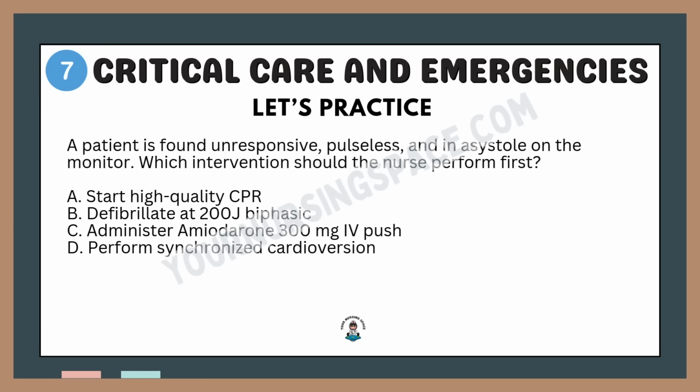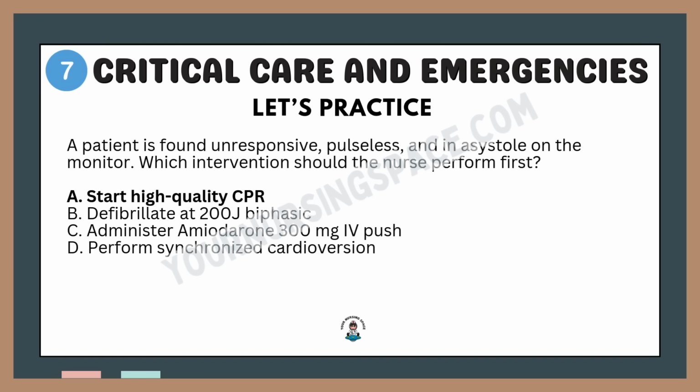A patient is found unresponsive, pulseless, and in asystole on the monitor. Which intervention should the nurse perform first? A. Start high-quality CPR. B. Defibrillate at 200 joules biphasic. C. Administer amiodarone, 300 milligrams IV push. D. Perform synchronized cardioversion.